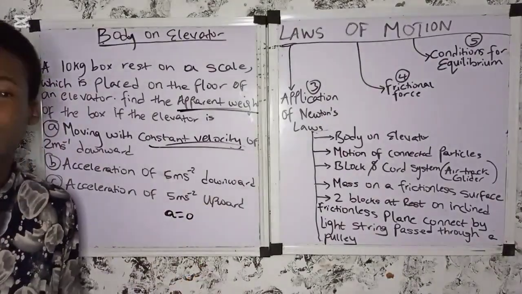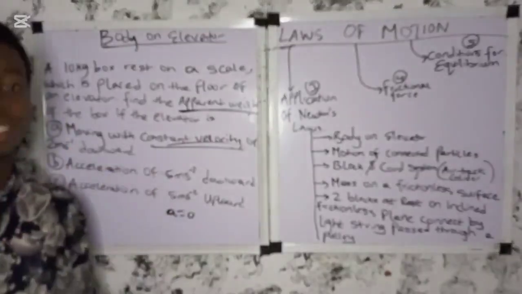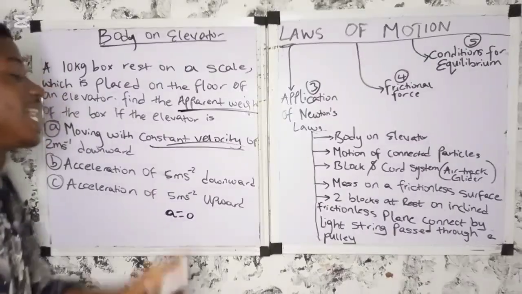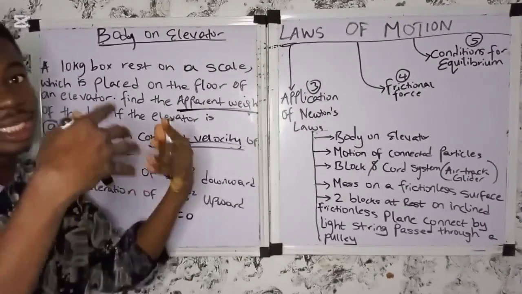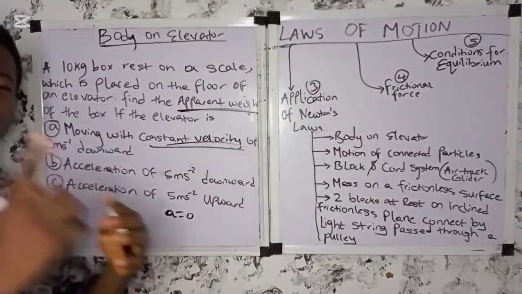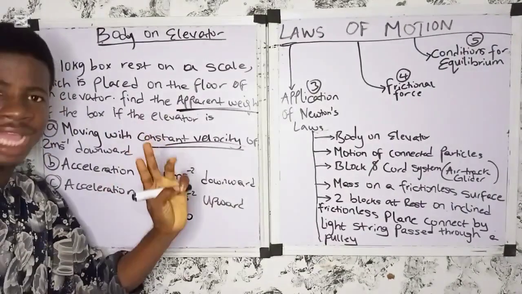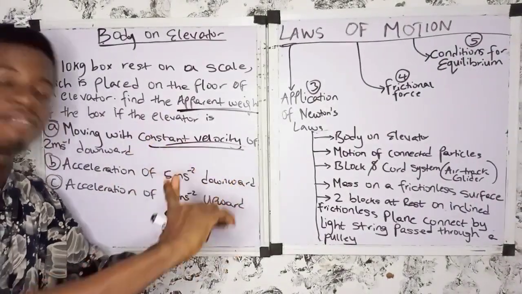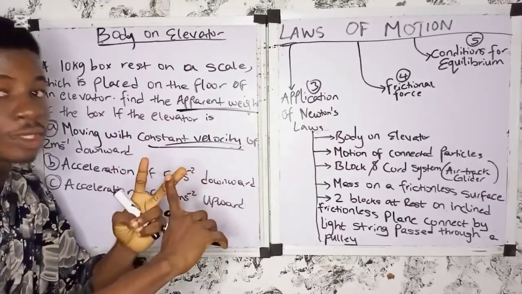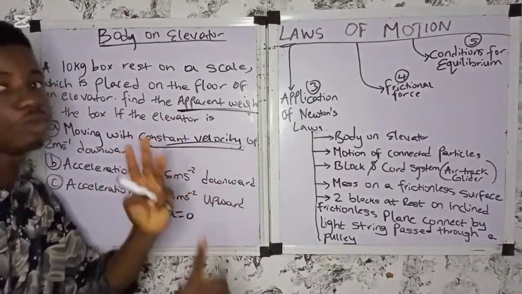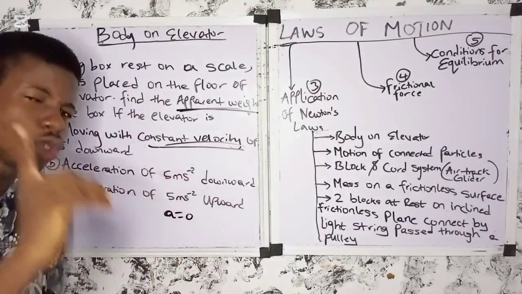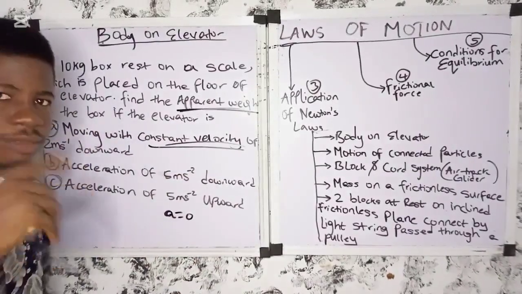When the elevator is moving with a constant velocity, it means that the acceleration is zero. I gave you three scenarios: when the elevator is not moving, when the elevator is moving downward, and when the elevator is moving upward.